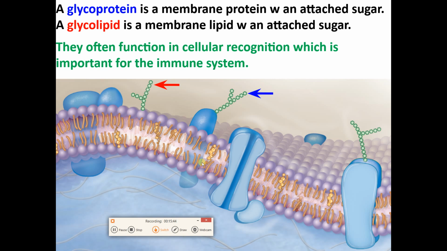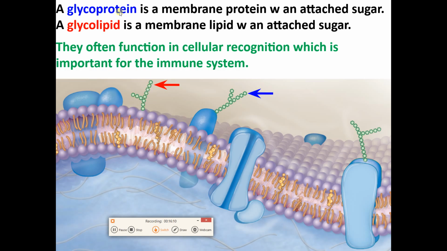Let's talk about another way we can describe proteins. There are structures called glycoproteins. A glycoprotein is a protein, so we got this membrane protein here, this blue guy, and he has a sugar group attached to him. So this is a glycoprotein. Notice I also have a glycolipid over here. So this is a phospholipid with a sugar attached to him.